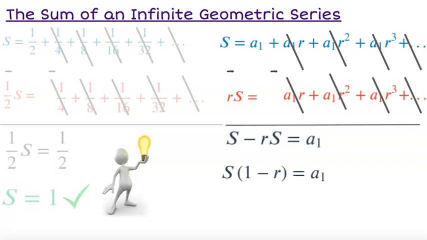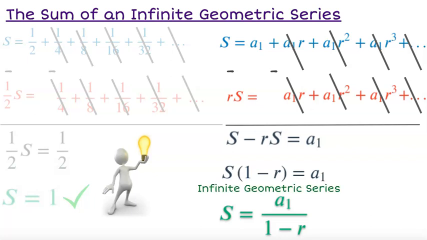We can simplify by factoring out the s on the left. Then we can divide on both sides by 1 minus r to give the final result. This is our formula for the sum of an infinite geometric series. Note how this expression compares to our previous formula for the sum of a finite geometric series.